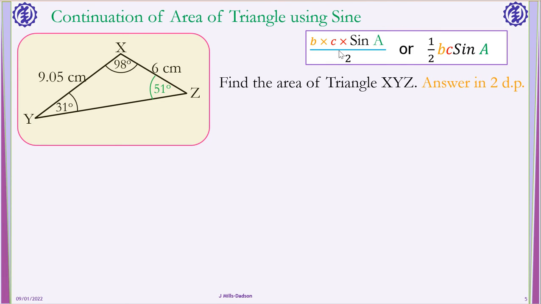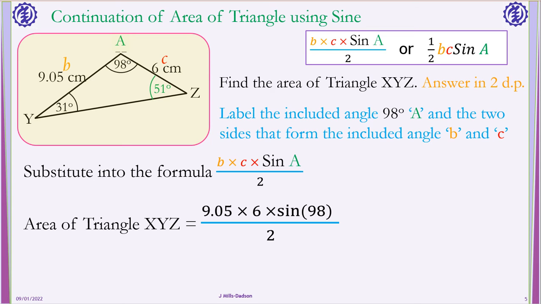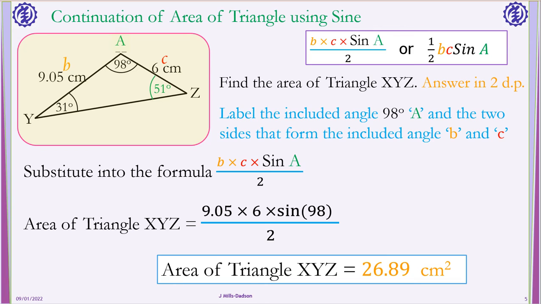You can now go back to this formula. This is your B, this is your C, this is your angle A. What makes students confused is the labeling. You need to go over it carefully. So you label the included angle A and the two sides B and C, put it into the formula and do your working out. So the area is 26.89 centimeters squared.